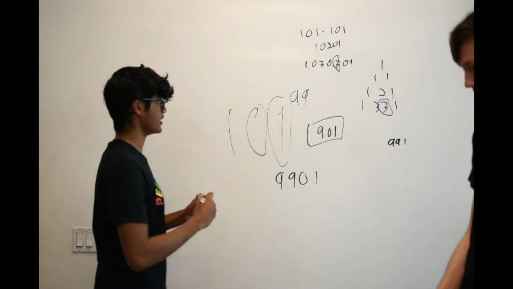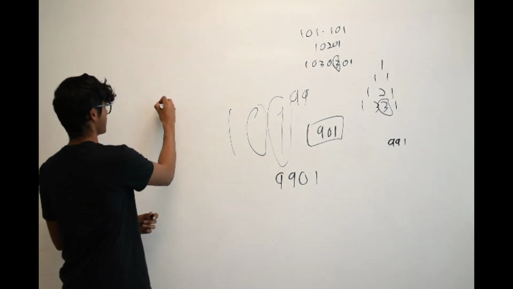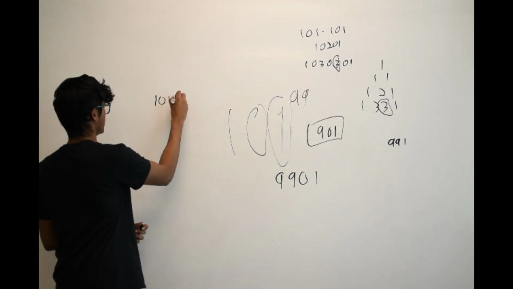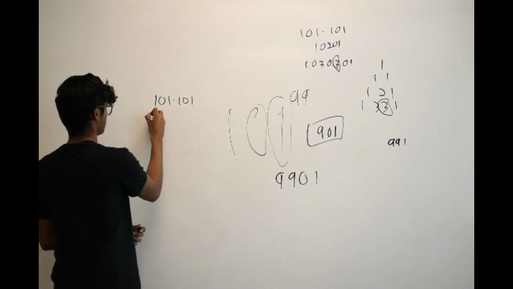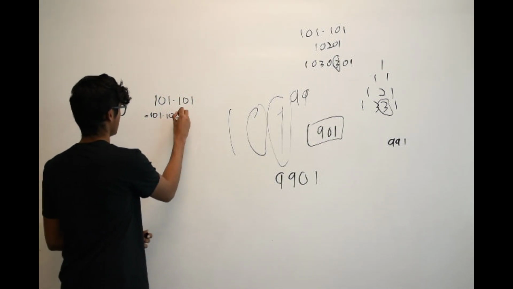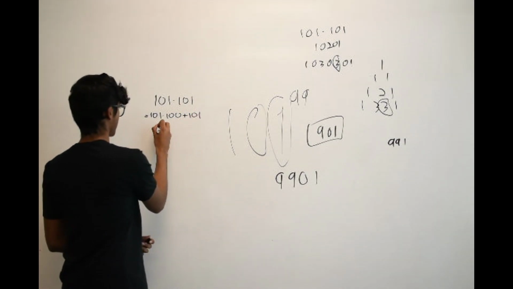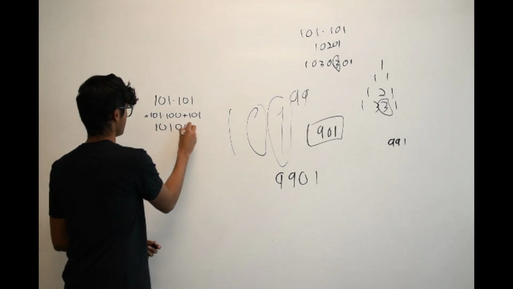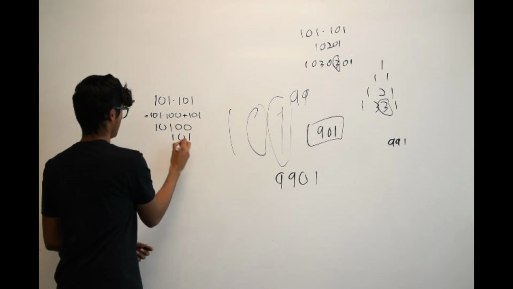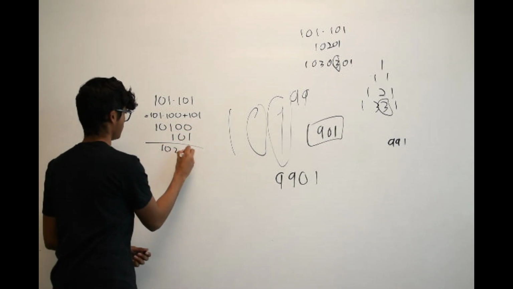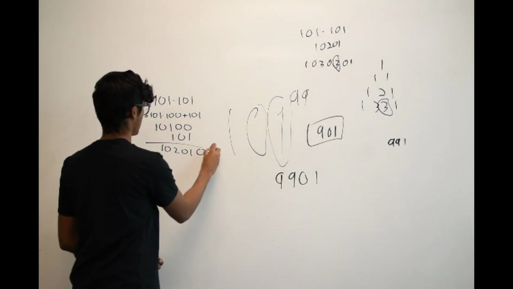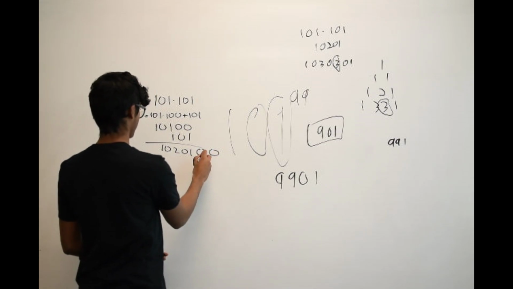Also, just an easier solution to that, something else that you can think of is that 101 times 101 is equal to 101 times 100 plus 101. So it's like you're going to add 2 zeros and add a 101. And then you get 12201, and then after you multiply by 100, and then add another 101.